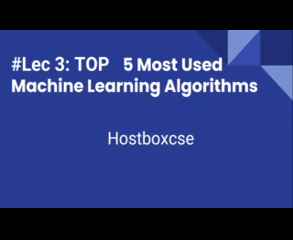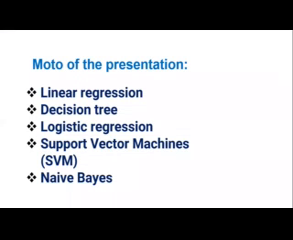Today we are going to see the continuation of the machine learning tutorial. Today we will discuss the algorithms, that is, the top 5 most used machine learning algorithms in Python. We are going to see them one by one. The mode of presentation is an overall presentation. At the end you will get an idea about linear regression, decision tree, logistic regression, support vector machine, and lastly Naive Bayes.